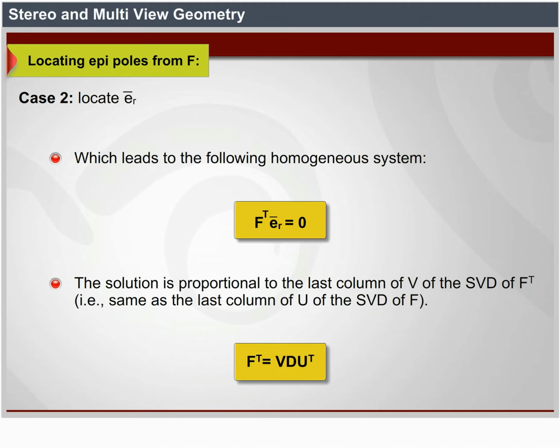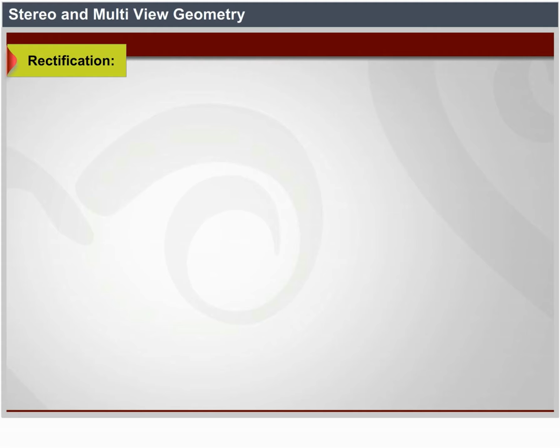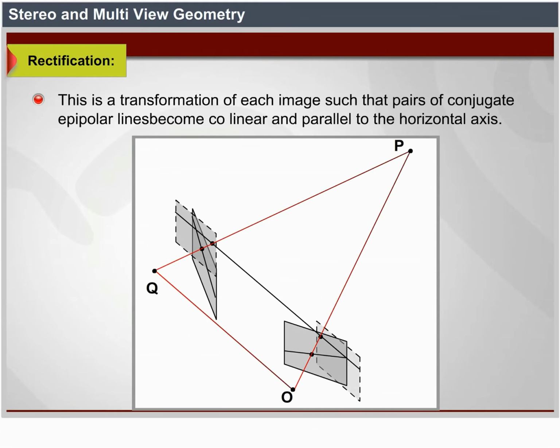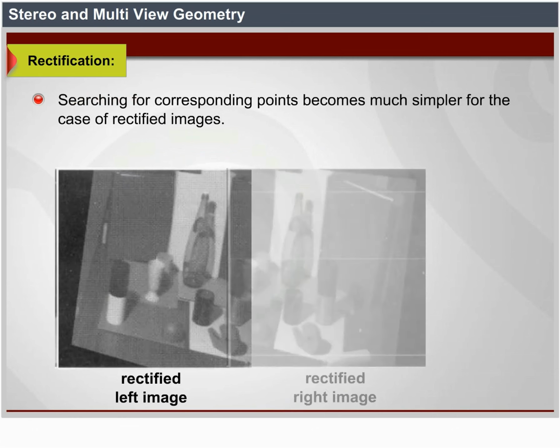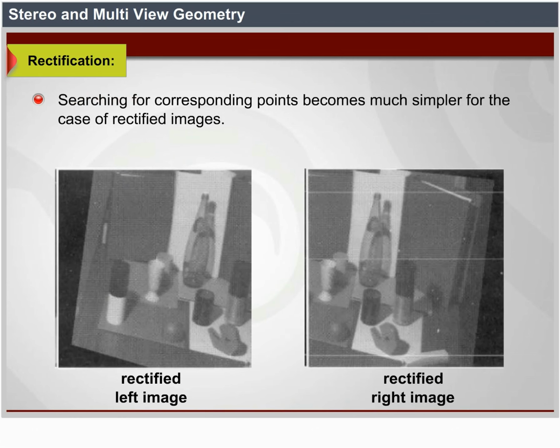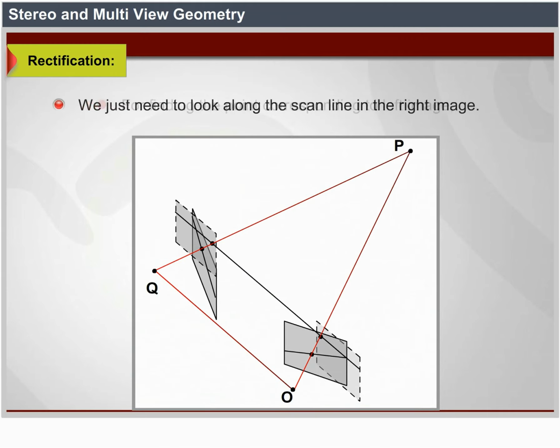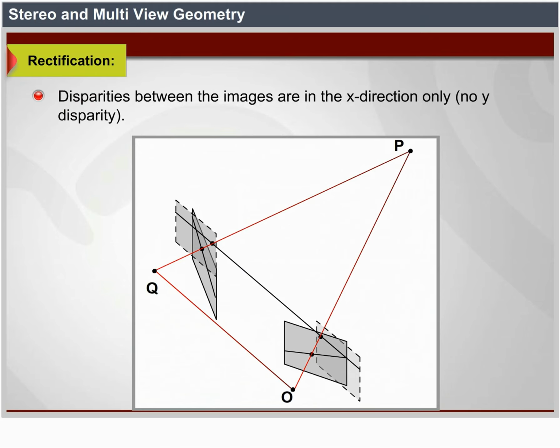Rectification. This is a transformation of each image such that pairs of conjugate epipolar lines become collinear and parallel to the horizontal axis. Searching for corresponding points becomes much simpler for rectified images. To find the point corresponding to the left image, we just need to look along the scan line in the right image. Disparities between the images are in the x direction only, no y disparity.